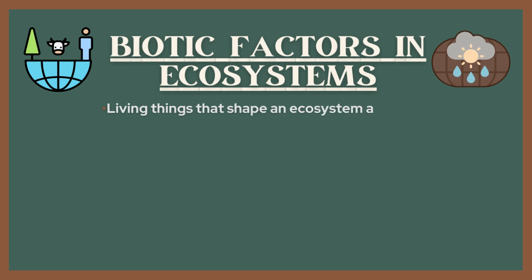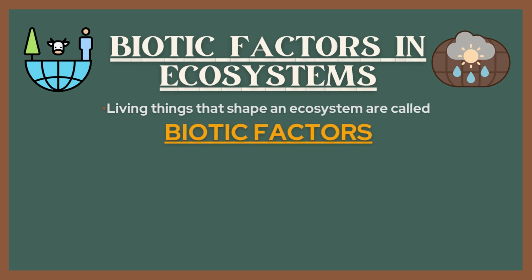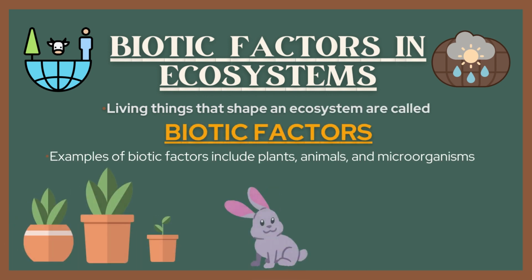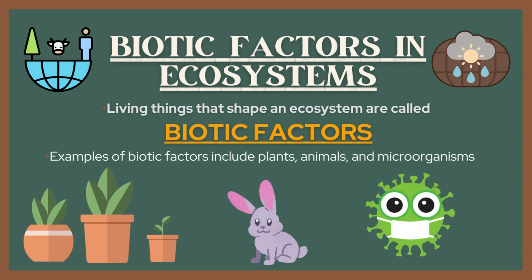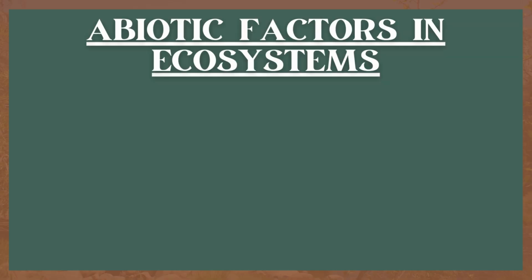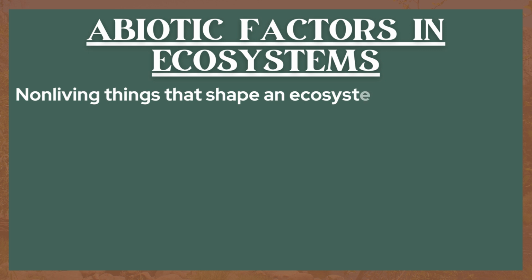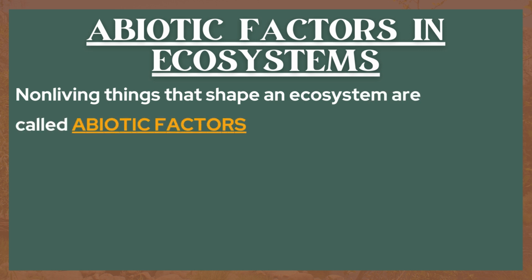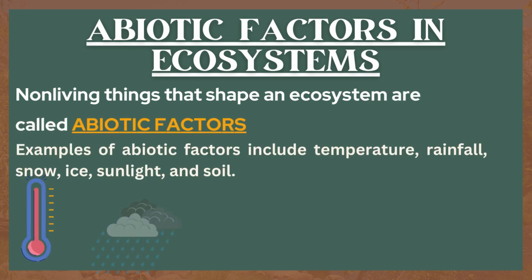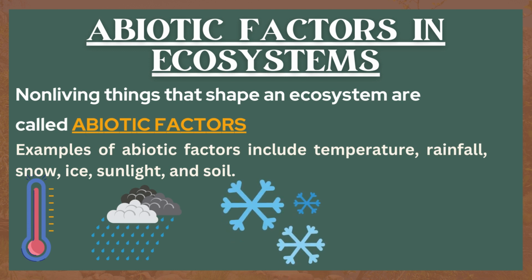The living things that shape an ecosystem are called biotic factors. Plants, animals, and microorganisms are biotic factors. The non-living things that shape an ecosystem are called abiotic factors. Temperature, rainfall, snow, ice, sunlight, and soil are all abiotic factors.